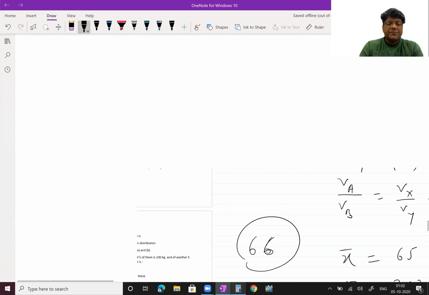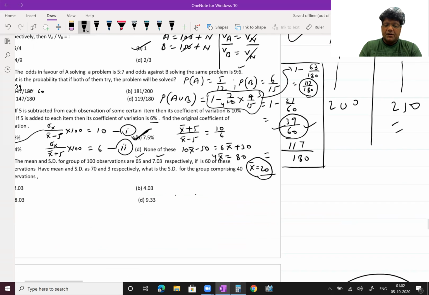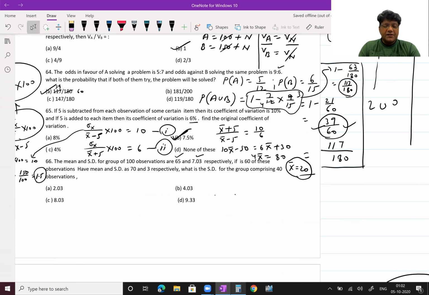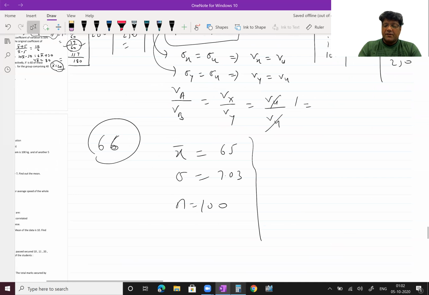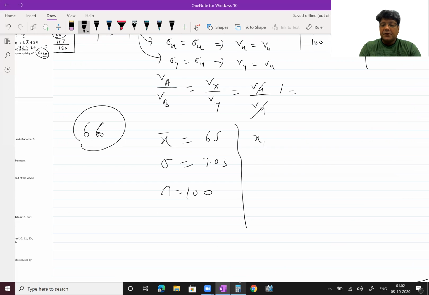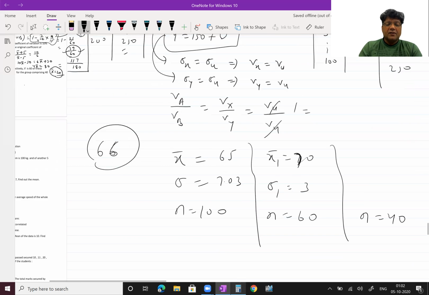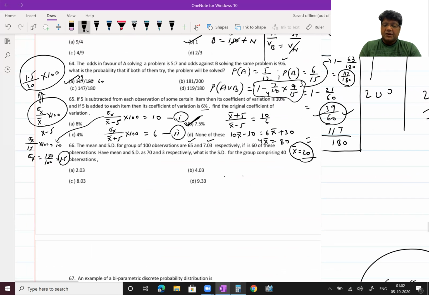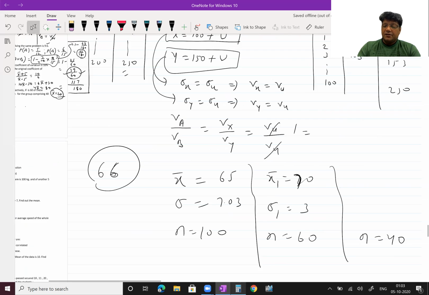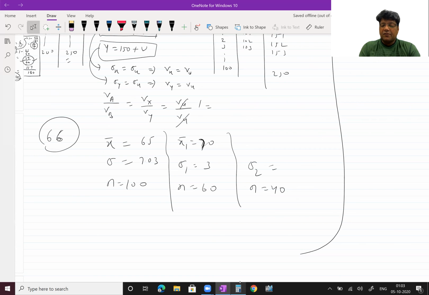Now, out of this, if 60 of these observations have mean 70 and SD 3, the number of observations is 60. So how many are remaining? 40 observations are remaining. What they're asking is the SD for the group comprising these 40 observations.